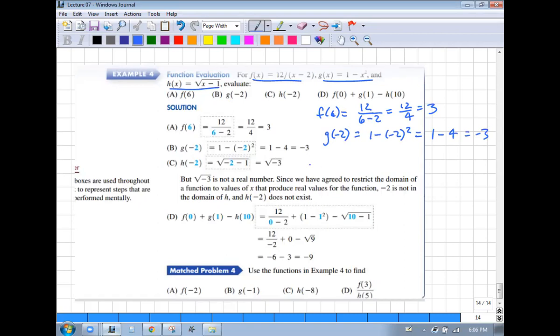h of minus 2. Where's h? h says take your input, subtract 1, and square root it. That's what h says. So this is the square root of negative 3, which chokes. Can't take the square root of negative 3. Actually, you can. This is the square root of 3 times i, where i is the square root of minus 1.